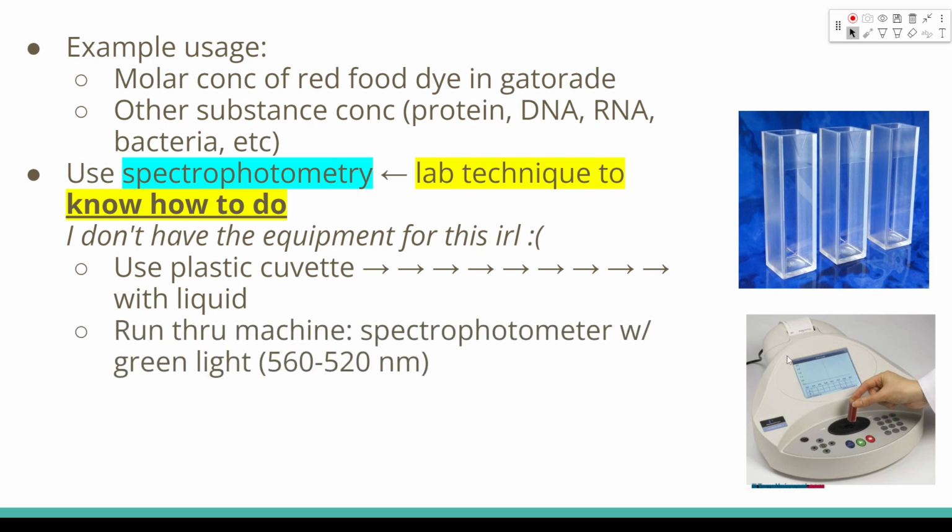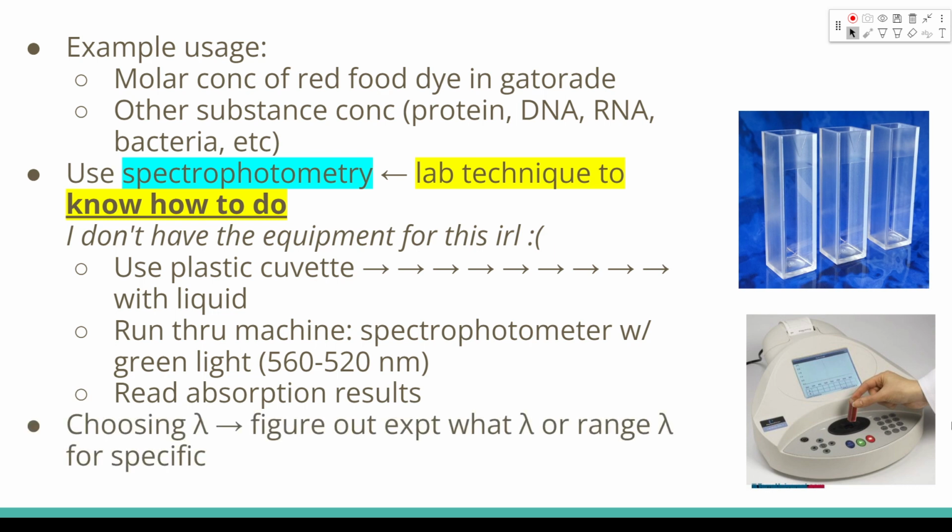So you run it through this machine. You usually start with green light if you're unsure what wavelength you should be at. So green light's approximately those nanometers of wavelength. You can change the wavelength depending on what you're trying to analyze. And so then you literally just read the results. Your results will be on the machine somehow. Cool. So you choose the wavelength, you figure that out with an experiment, or you just try different ones. Again, it really depends on what you're trying to analyze, but essentially you choose a wavelength somehow, experimentally, or a range, or whatever.